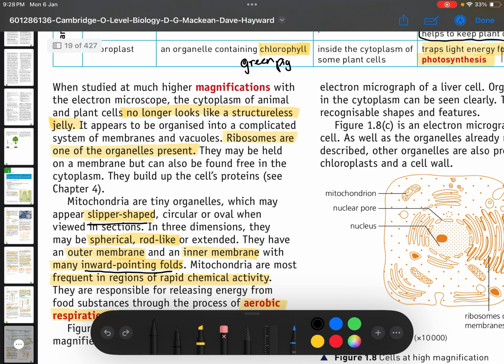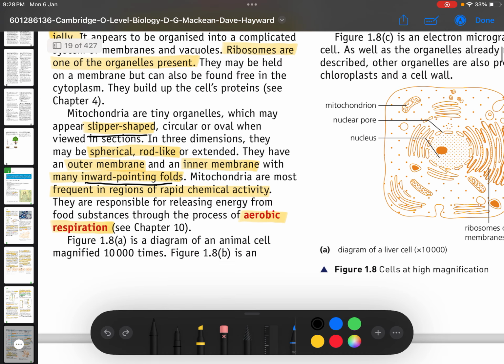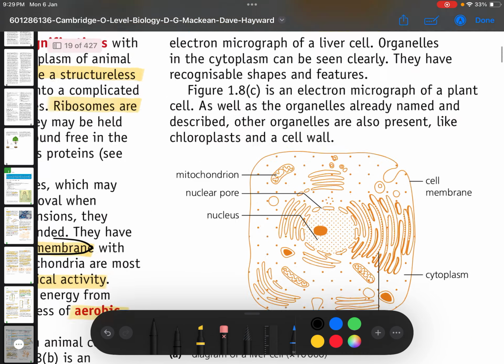So as they have stated, at a higher magnification, the cell no longer looks structureless, and you can see a few organelles such as ribosomes, mitochondria. As they have discussed, mitochondria here has an inner membrane and an outer membrane. Very important. In exams, they could ask you how many membranes there are in a mitochondria. It's a double layered membrane containing an outer membrane and an inner membrane, and that inner membrane is inward pointing folds. I'll show you what they mean by that.